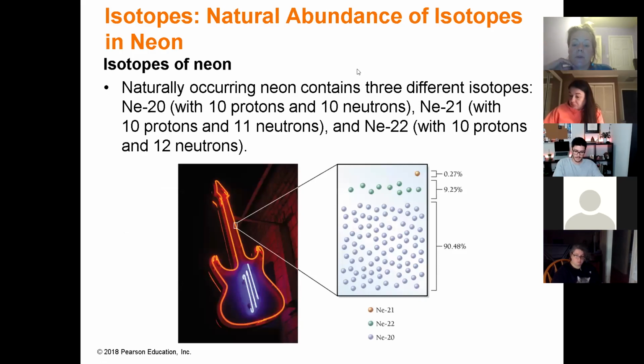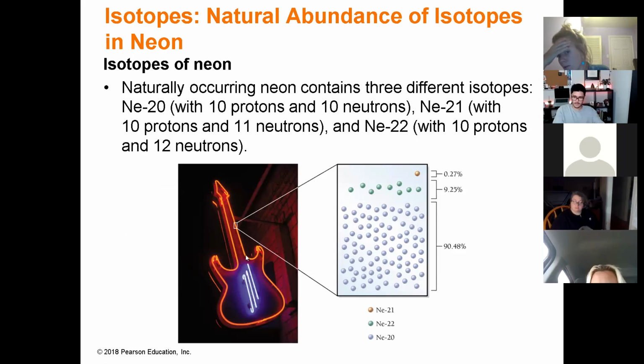So let's look at neon. If we see a neon light and it has neon gas inside a tube that's then being excited with some sort of electrical current, if we were to open this up and look at the neon, not all the neons would be the same. There would be different isotopes of neon. There would be this thing called neon 20, which is a majority of what we have, about 90%. We'd have neon 22, which is just under 10%. And then we'd have a small sliver of this thing called neon 21.